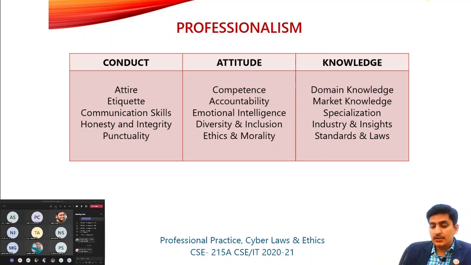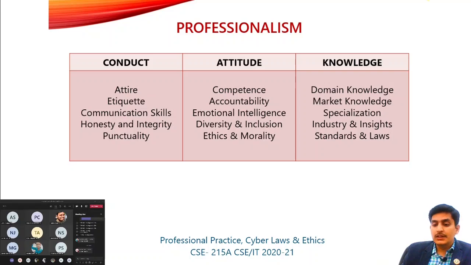Third one is specialization. Although domain knowledge is about having knowledge about all the different aspects of your domain, specialization is specializing in one or two particular subdomains of your profession, so that you can provide more insights into that and give quality inputs in the development of products or offering of services.